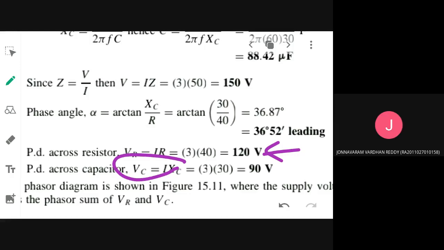Ma'am, 90. All got 90 volts. Yes, ma'am. 90 volt is the answer. Yes, ma'am. Okay, then finally you are supposed to draw the phasor diagram.